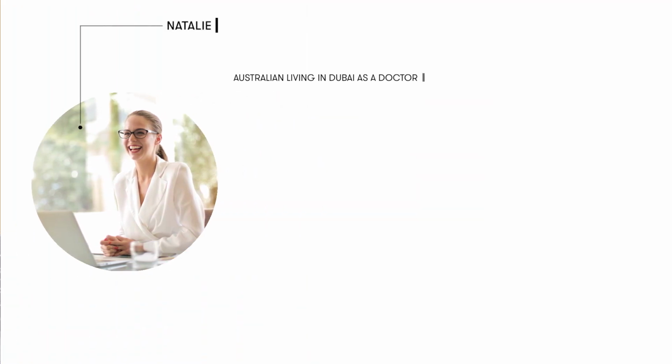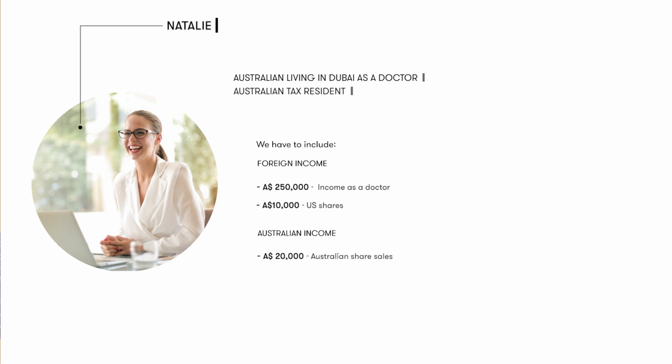We have Natalie here. So Natalie is an Australian living in Dubai, working as a doctor there. In this case, she's an Australian tax resident. So we must include her worldwide income. In this scenario, she's earned $250K working as a doctor in Dubai, $10,000 from dividends from US shares. Then she's got some Australian income, $20,000 of Australian share sales and $5,000 of Australian rental income. And so that's a total of 285,000 Australian dollars she must declare on her Australian tax return.